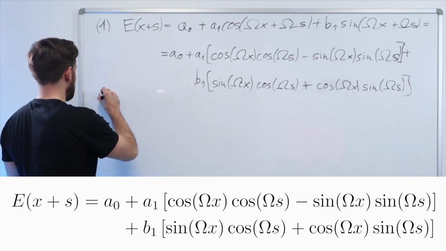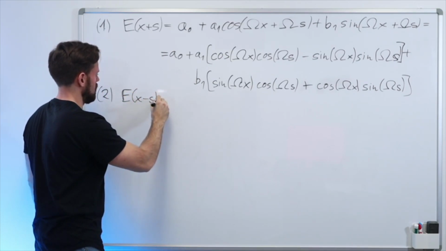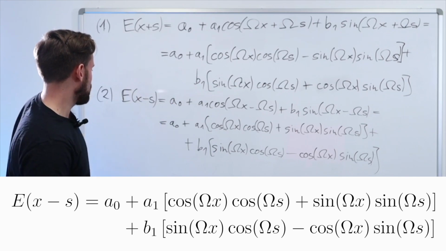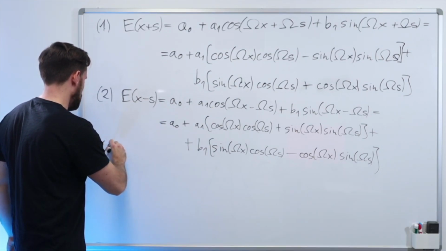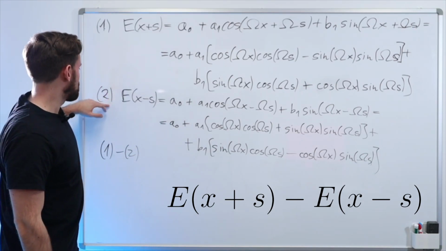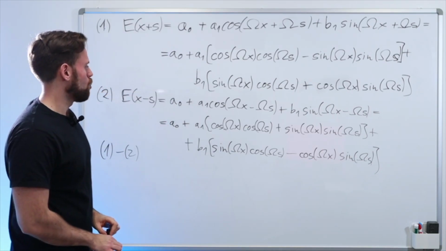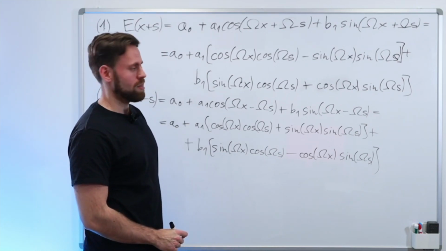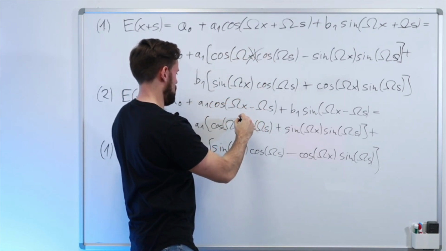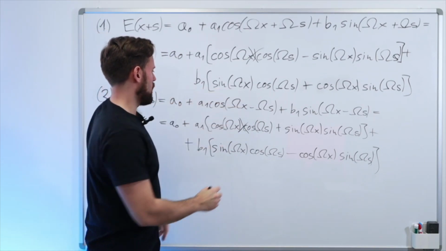Similarly, we can also write up the second equation, which is going to be E(x minus s). At this point, it may seem a little bit confusing, but what we would like to then compute is going to be 1 minus 2. So we would like to subtract equation 2 from equation 1. If we have a look at the terms, what this will amount to is that some terms will cancel out. For example, this term will cancel out. Just like this term will cancel out.